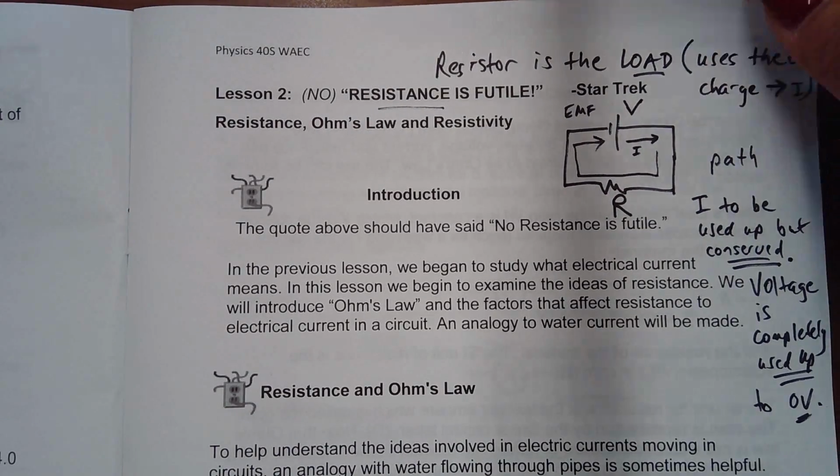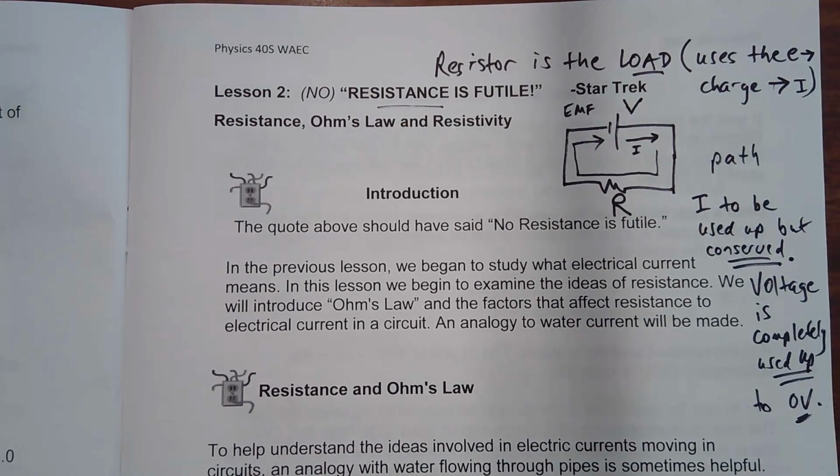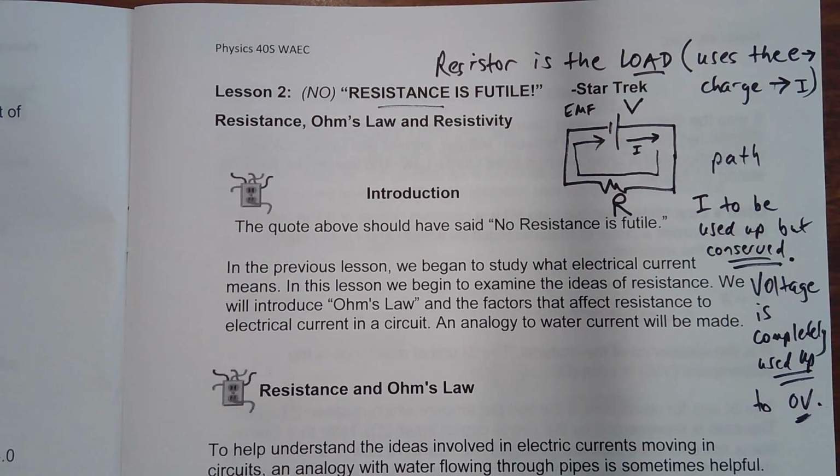Okay, so yesterday we talked about the analogy already, so I'm going to switch now to the next page. Yesterday we talked about the human heart, for example. Your heart is kind of like the power source. Your blood vessels would be the path, and your cells would be the load. So we are a circuit. Okay, moving on.